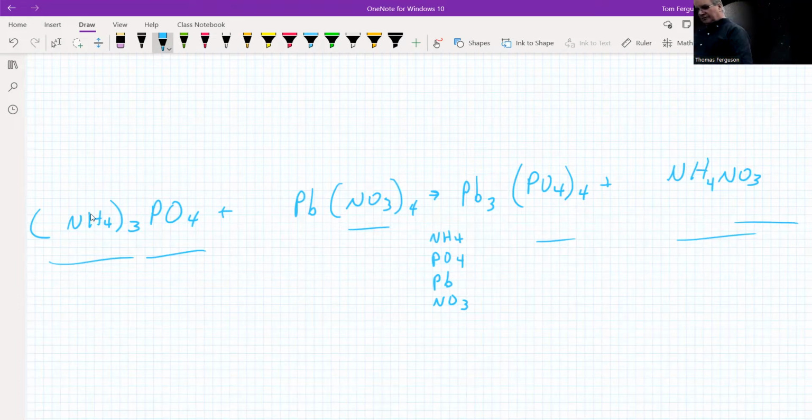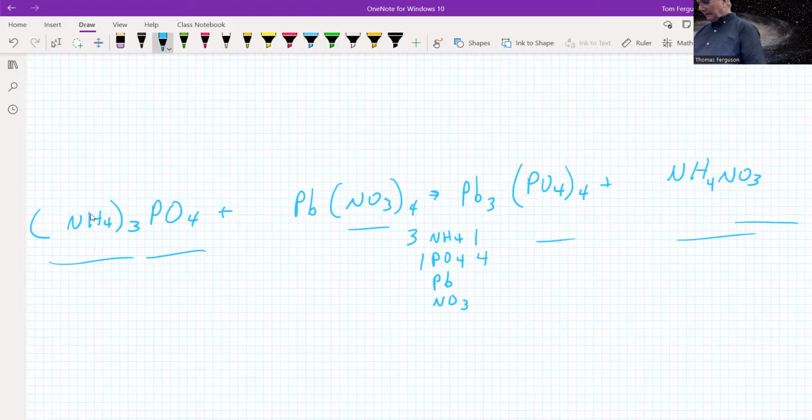So how many NH4s do I have on the left? I have 3. How many on the right? 1. Okay. How many phosphates on the left? 1. On the right? 4. Leads? 1, 3. And what about NO3s? 4 and 1.